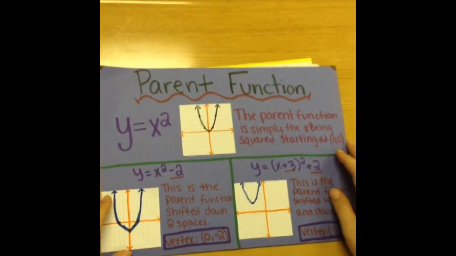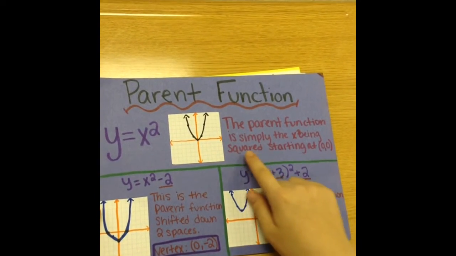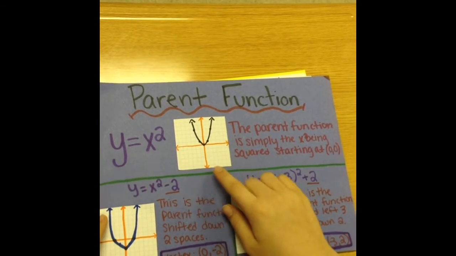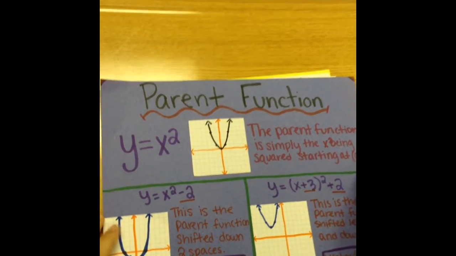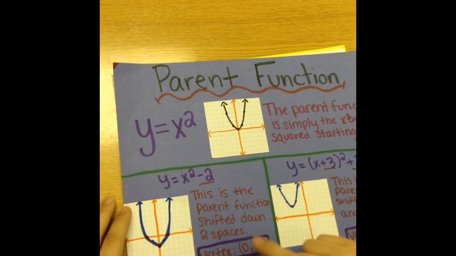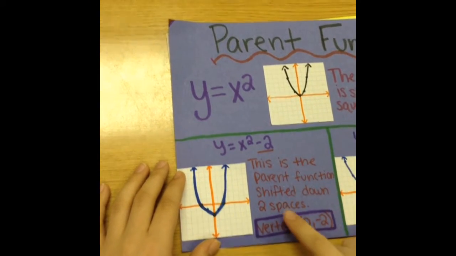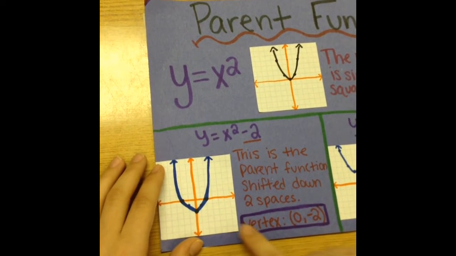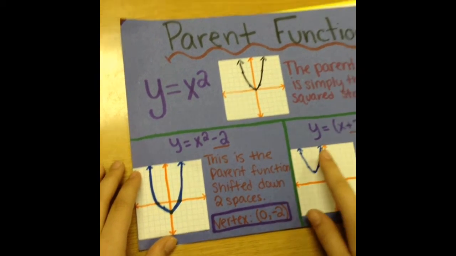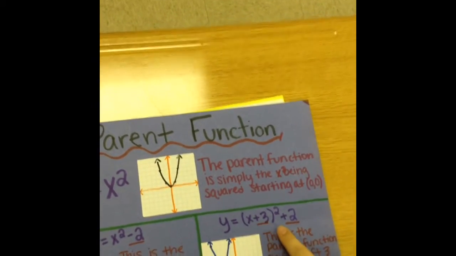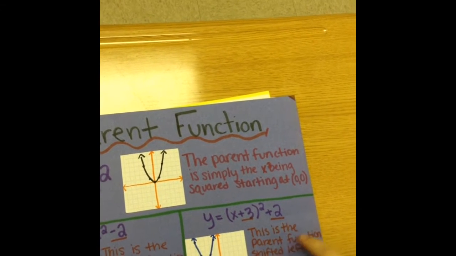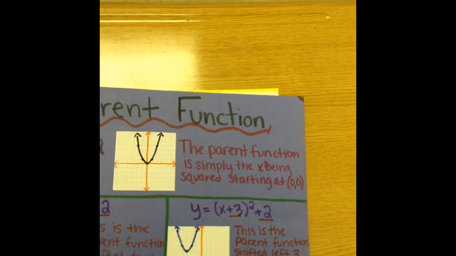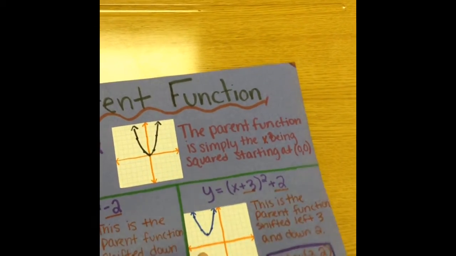Next we have the parent function. The parent function for parabola graphs is y equals x squared, and it's just the x being squared starting at the origin. Some examples of changes to the parent function are y equals x squared minus 2. This is the parent function, but it's shifted down 2 spaces, so the vertex is (0, negative 2). Another example is y equals (x plus 3) squared plus 2. This is the parent function, but it's shifted left 3 and up 2. The vertex is at (negative 3, 2) because of the shift.